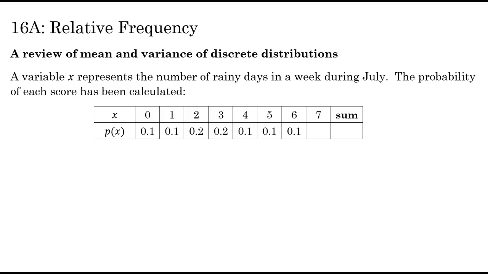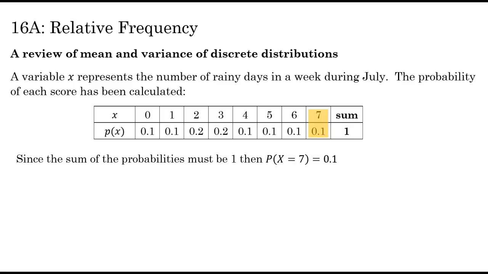I've got this table here with my values in the top row, that's x, and the probability of that value occurring in the row underneath. So this says I have a 0.1 chance of 0 rainy days, or a 10% chance that there will be no rain during a week in July. I don't have anything there for 7, but I know they have to add up to 1. So if I add up the other probabilities, I can see that I'm falling short by 0.1. They only added to 0.9, so the probability of 7 rainy days must be 0.1 in this example.